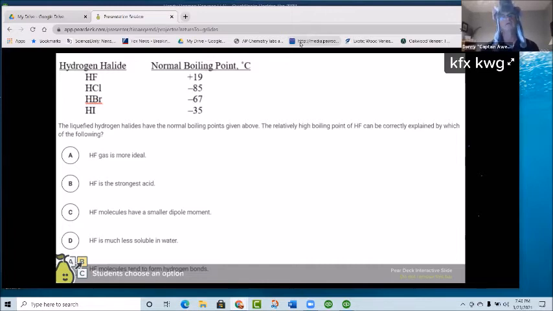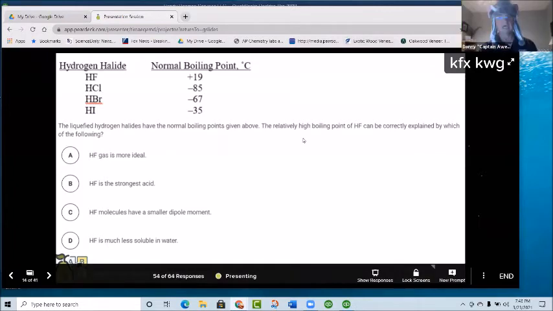the other ones. So HF, remember, to have a hydrogen bond, you have to have an H stuck to an F over N on one molecule, and then that's attracted to an F over N on another molecule. So that's why HF has such a high boiling point, because it forms those hydrogen bonds.